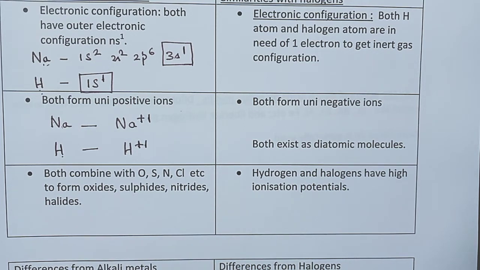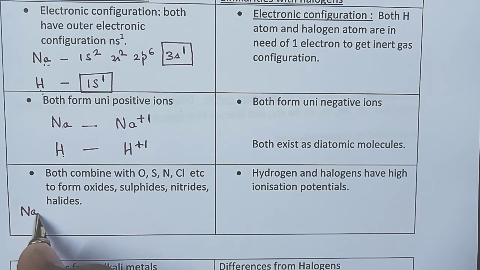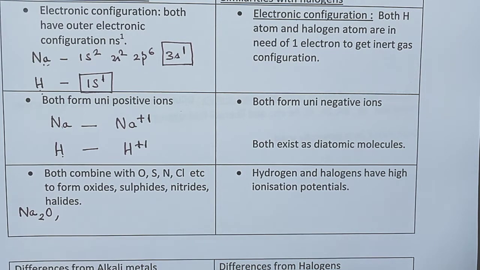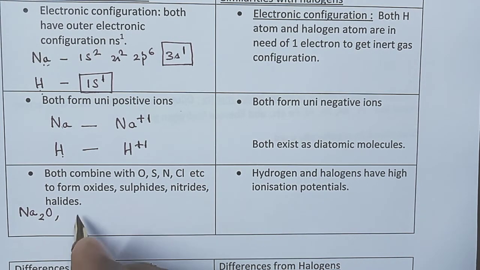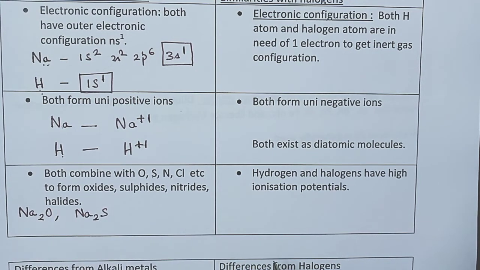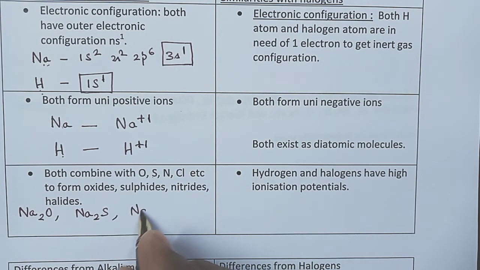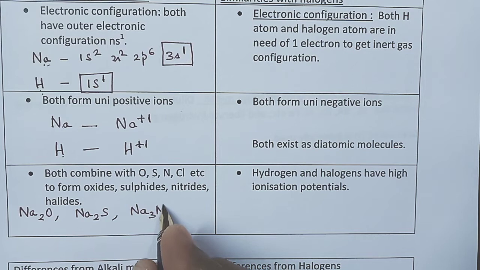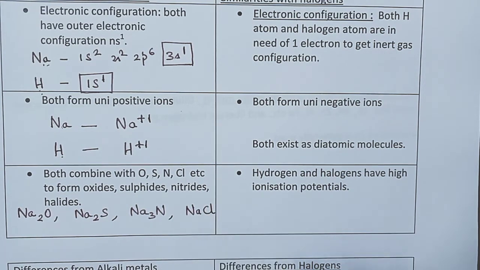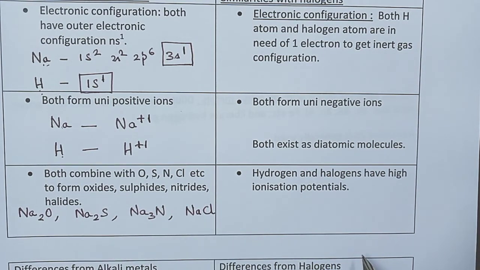Let us discuss with examples. The example of alkali metal which we are considering is sodium. Sodium combines with oxygen and forms sodium oxide, Na2O. Sodium combines with sulfur and forms sodium sulfide, Na2S. Sodium combines with nitrogen and forms sodium nitride, Na3N. Sodium combines with chlorine and forms sodium chloride. So oxide, sulfide, nitride and halides are formed.